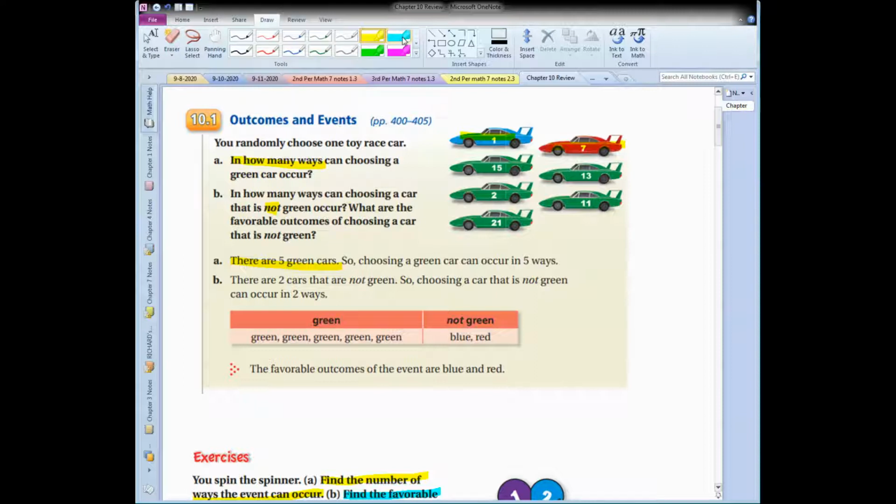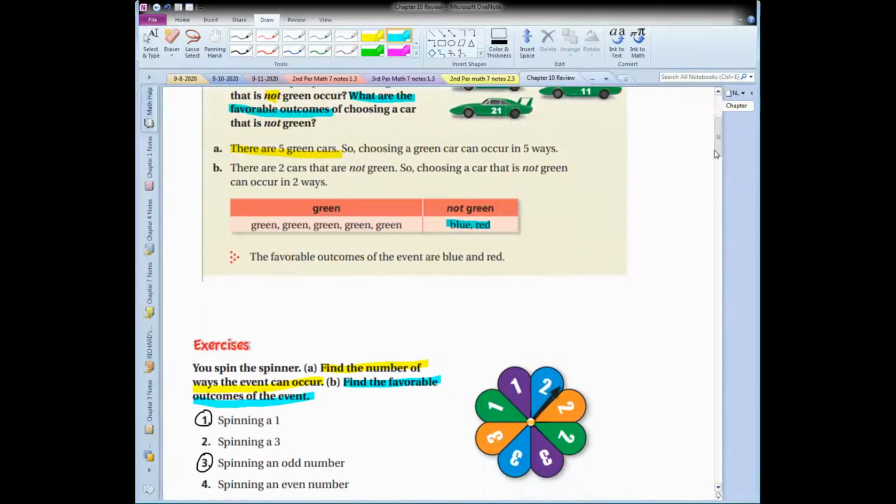Now here's another important phrase. When it says, what are the favorable outcomes, then you have to list them. You should write all those favorable outcomes out. So what are the favorable outcomes of choosing a car that is not green? Down here you see the table. You can see listed here are the favorable outcomes of choosing not green.